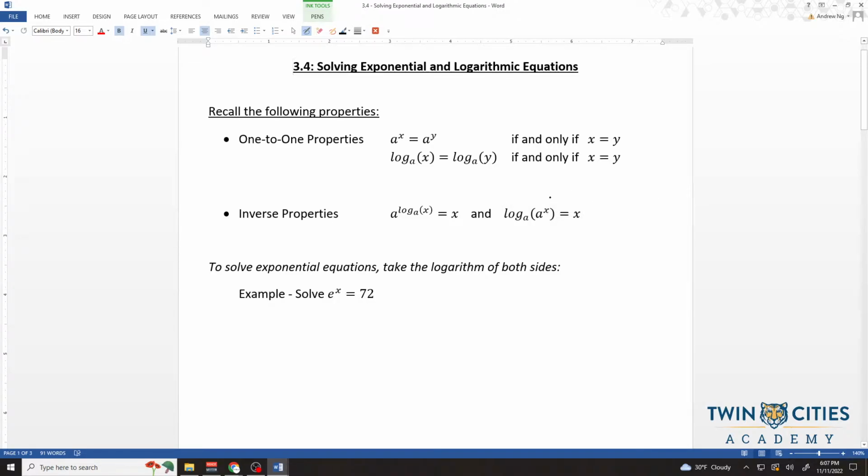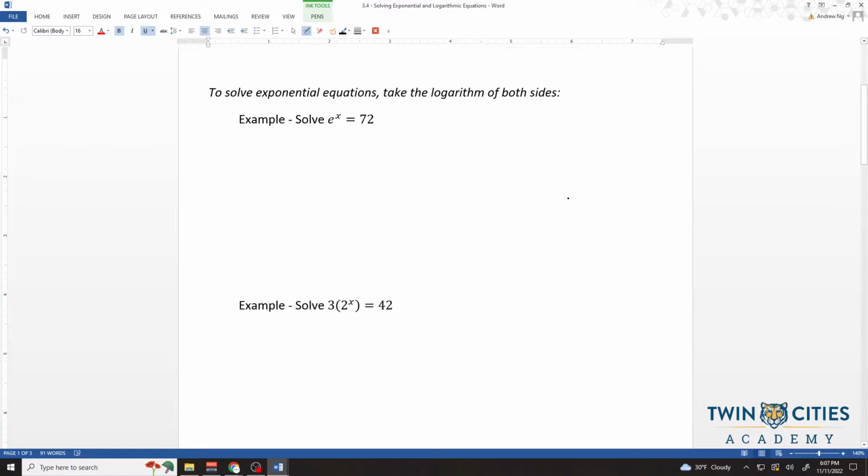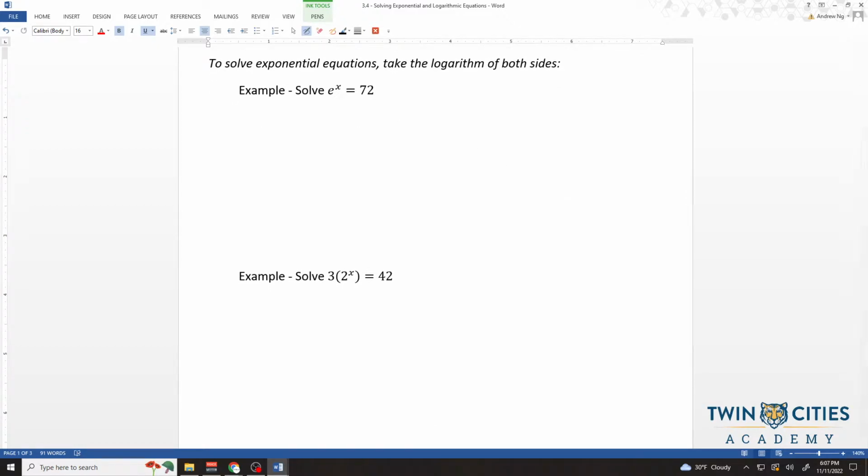In other words, let's take a look here. It says to solve exponential equations, take the logarithm of both sides. So solve e to the x equals 72, or in other words, e to what power equals 72.